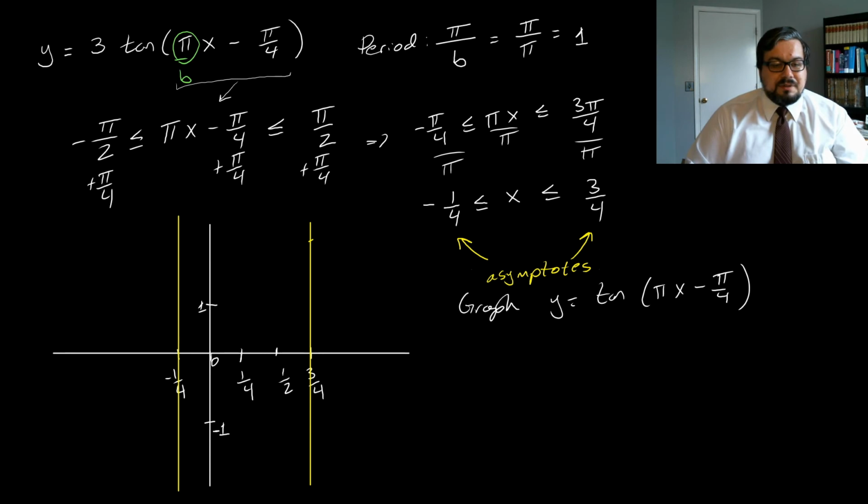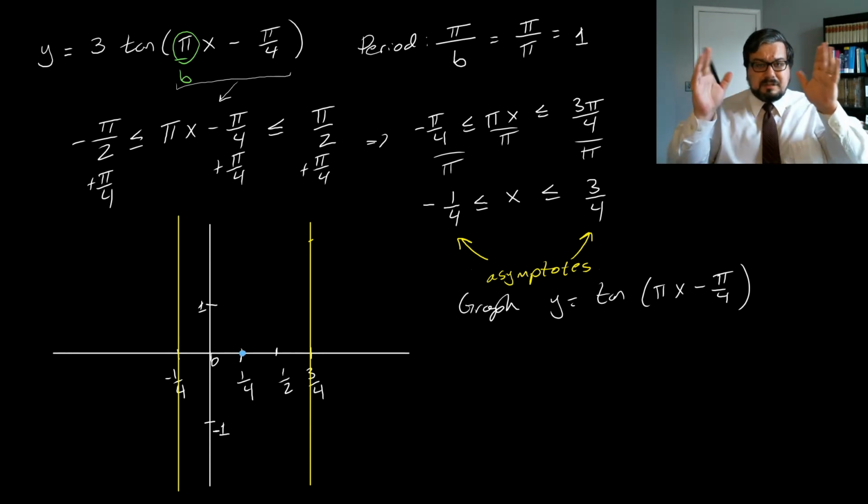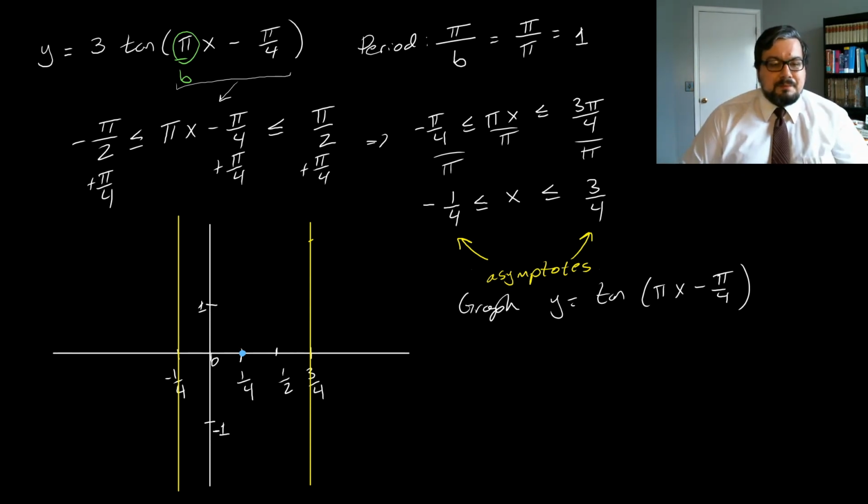So we know that in the middle of tangent's interval, where it accomplishes one of its periods, tangent has the value 0. And then when you move to the right, you get a y value of 1, and when you move to the left, you get a y value of negative 1. And so this function is what the graph of y equals tangent of pi x minus pi over 4 looks like.